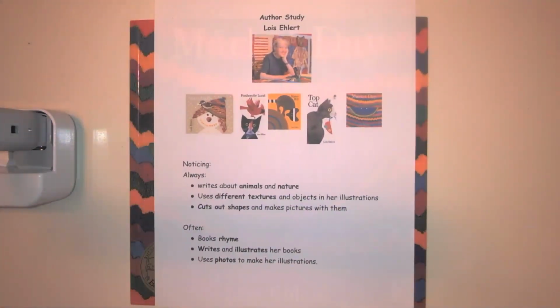She loves to write about animals and nature. And as you heard earlier, she loves to use rhyming words to make her stories fun. And she loves to use different textures like fabrics and different shapes and photographs to make her really, really cool illustrations. So she makes lots of collages. So really make sure as you're listening to every story this week, what do her pictures look like? How does she write? What does she write about?